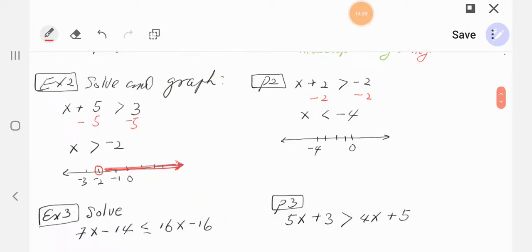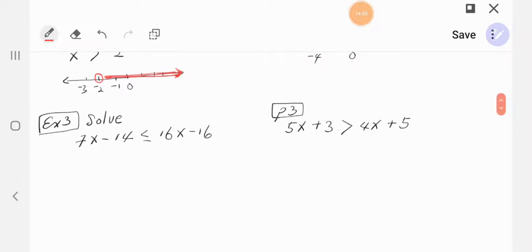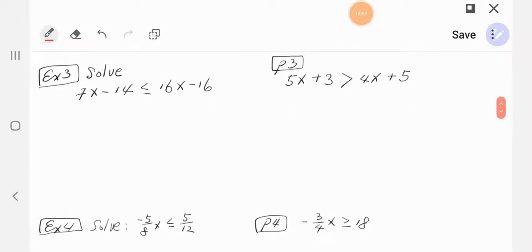So we can graph it. There's no equal sign, so we can put a parenthesis or open circle. X is less than this number. Less than means left side. All the numbers left of this number. That's the graph. So still we don't change the symbols because we are adding and subtracting.